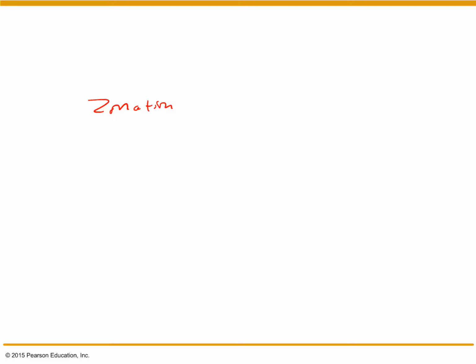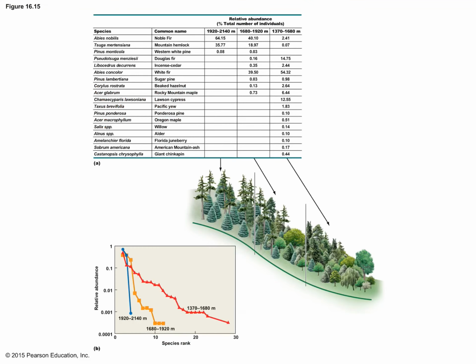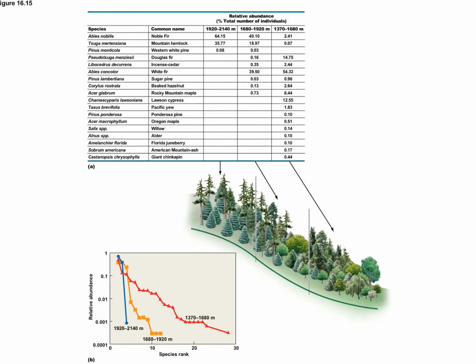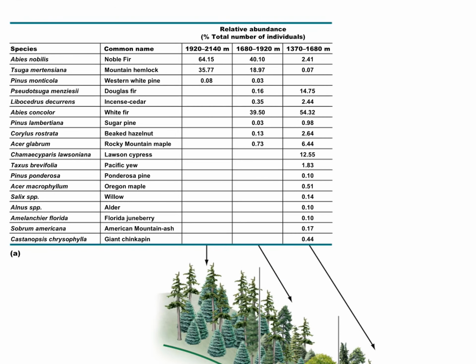And also, because the plant community is changing dramatically, you'd expect that the small mammals, the birds, the insect communities are going to change as well. And so that's what you see here. So if we zoom in on this table first, you can see here we have our elevational changes.